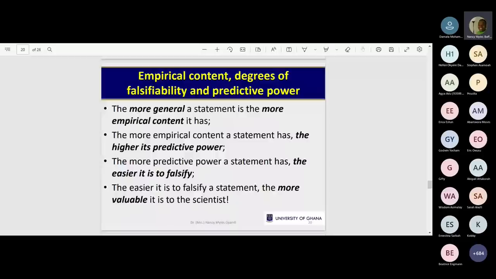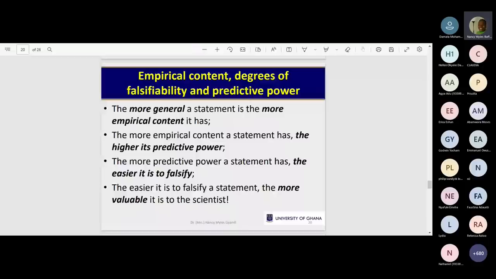Now, more empirical content also means a higher degree of falsifiability. So a universal statement will be easier to falsify than the statistical one. And the statistical will be easier to falsify than the verifiable one, that's the particular statement, in that order. Then predictive power: a universal generalization has a higher predictive power than the statistical, and the statistical has a higher predictive power than the others, in that order. So the empirical scientist would prefer the universal generalization to the statistical one, and he will prefer the statistical to the verifiable one. He will abhor with all his energy the pseudo-scientific statement. He will reject the pseudo-scientific, protected statement.